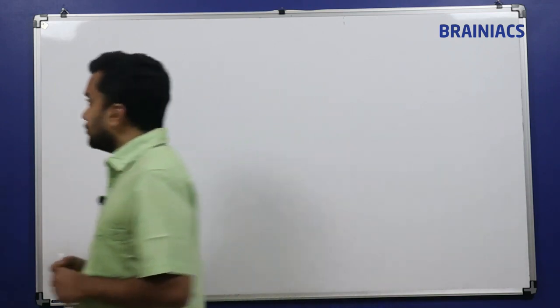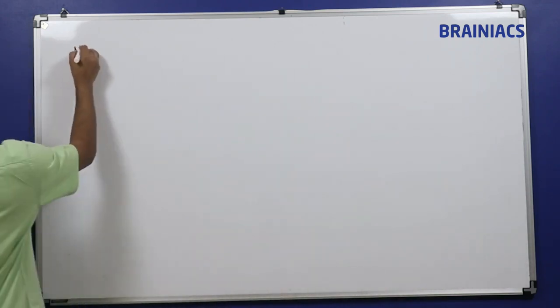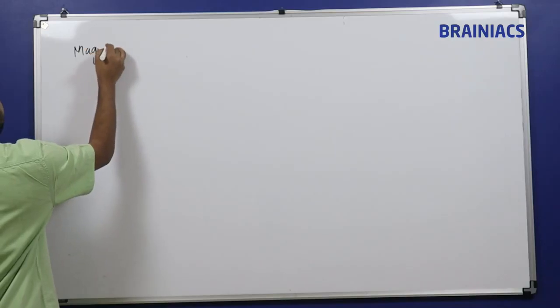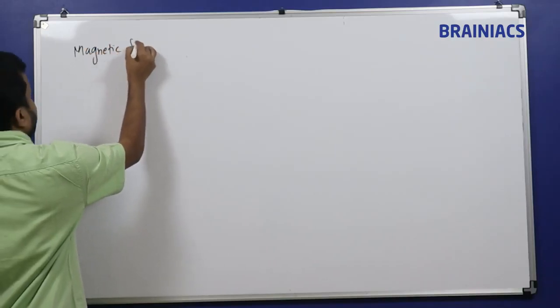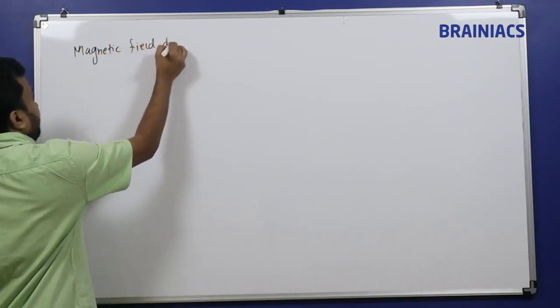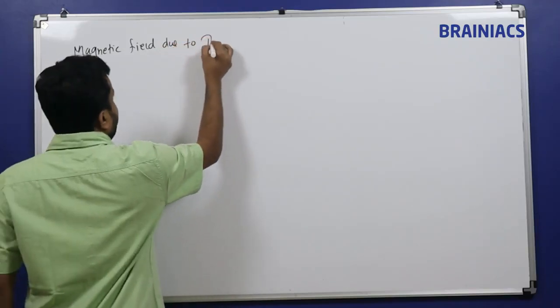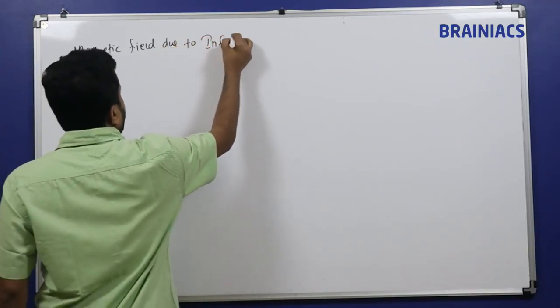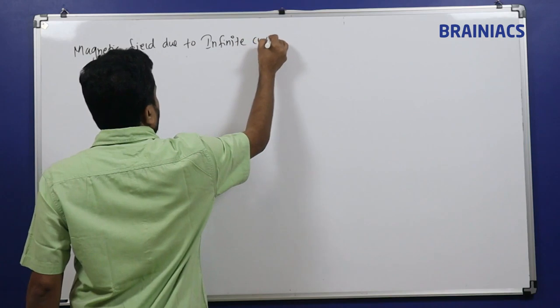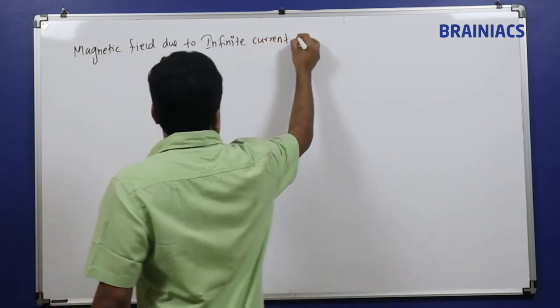Okay, let's move to the next topic. You can write the next heading: magnetic field due to an infinite current carrying conductor.